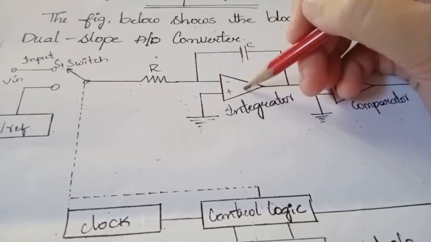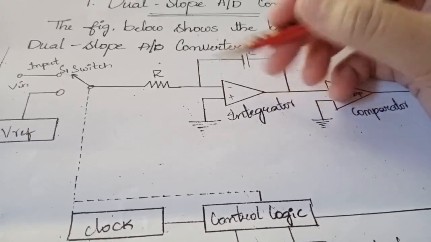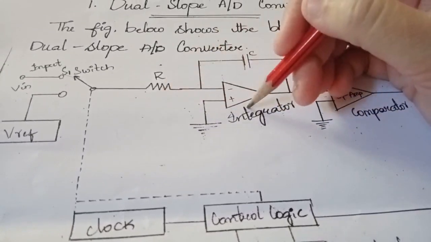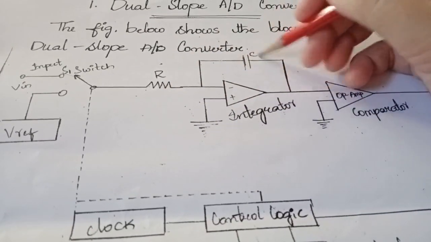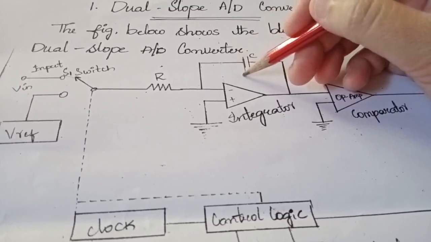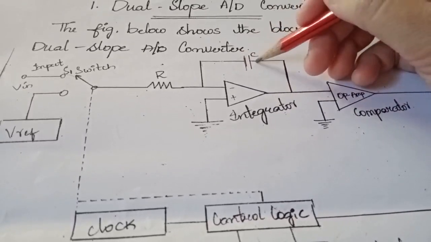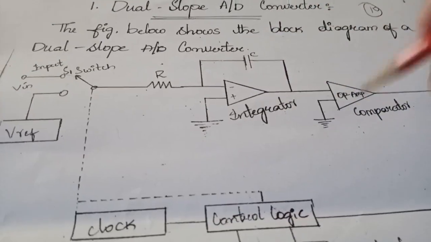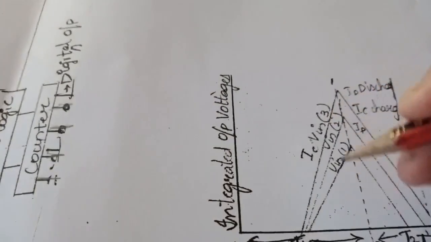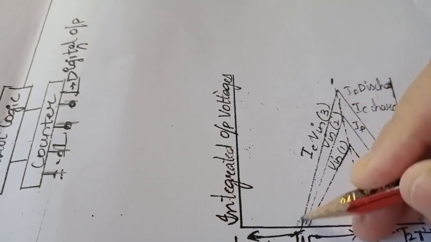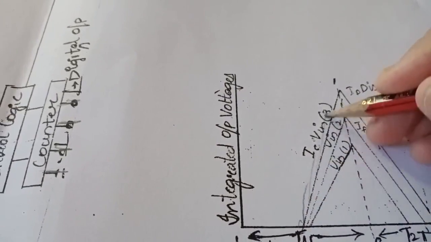Now in the integrator circuit, what is happening? As the switch is connected to VIN, the capacitor will start charging. When the capacitor starts charging, it will charge till the highest peak. You can see here, it will charge till the highest peak.